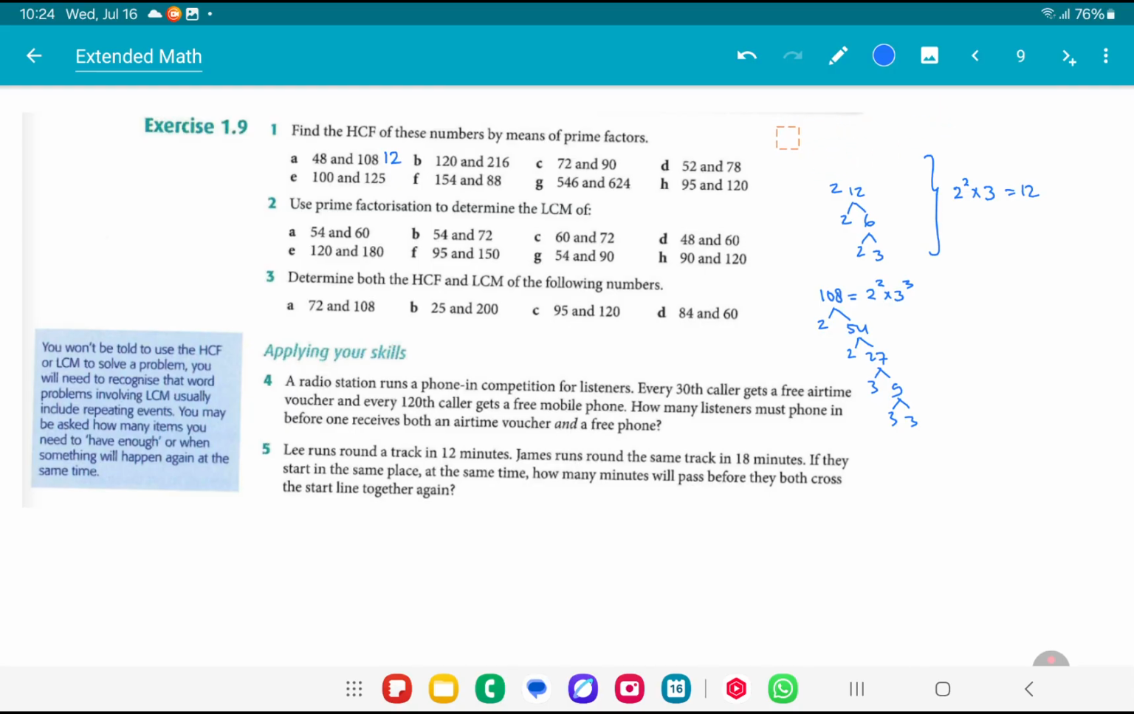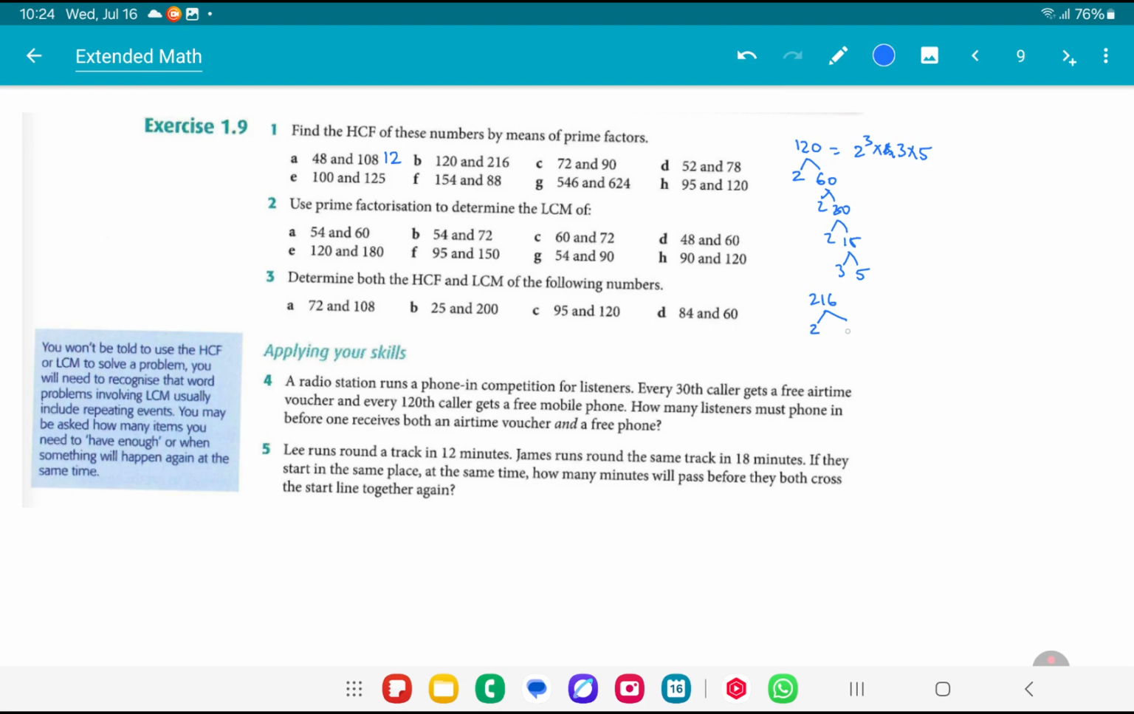Next, we continue with question B. We write the answer. 120, 2, 60, 2, 30, 2, 15, 3, and 5. So we get 2 cube times 3 times 5.